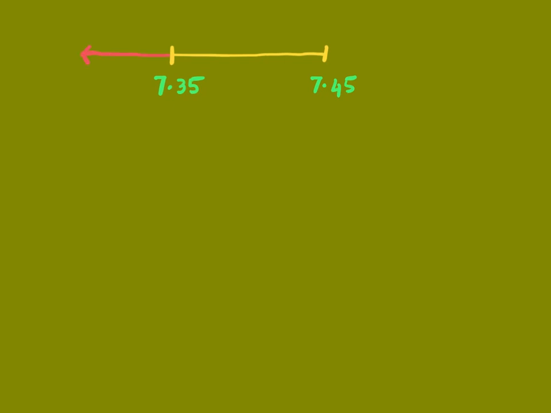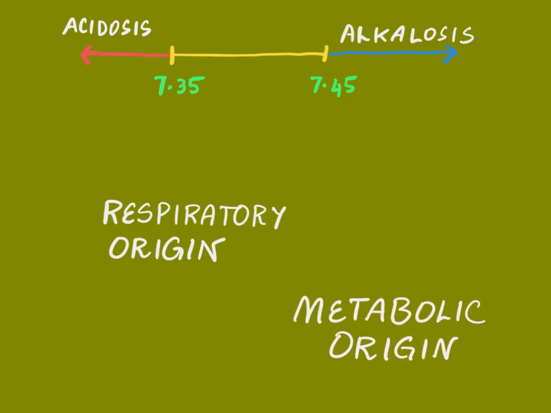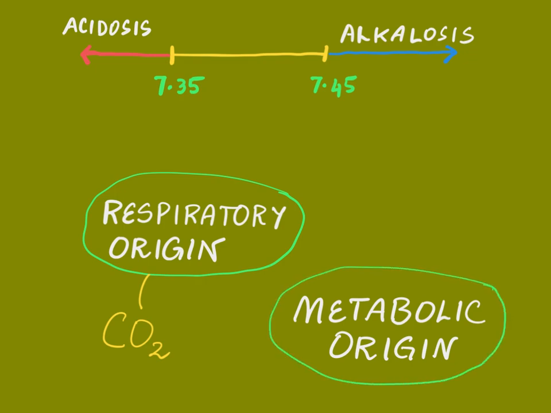Anything below 7.35 is considered to be acidosis, an abnormal condition in the blood. Anything above 7.45 is called alkalosis. These two conditions can have either a respiratory origin or a metabolic origin. If the condition is of respiratory origin, then it means that the carbon dioxide levels in the blood are either too high or too low. If it's of metabolic origin, then it means that the bicarbonate levels are either too high or too low.